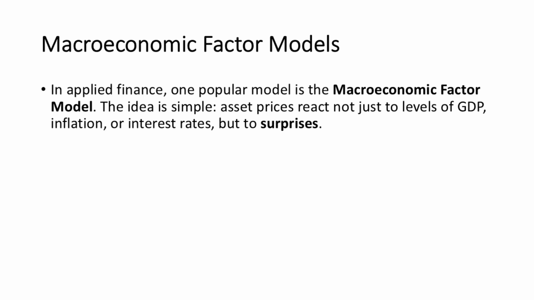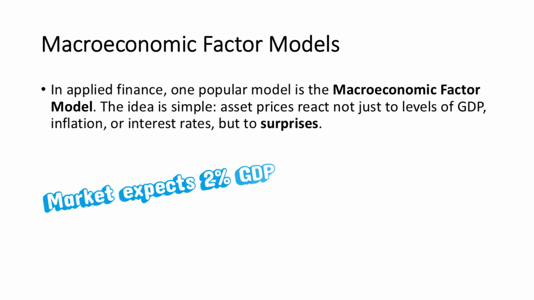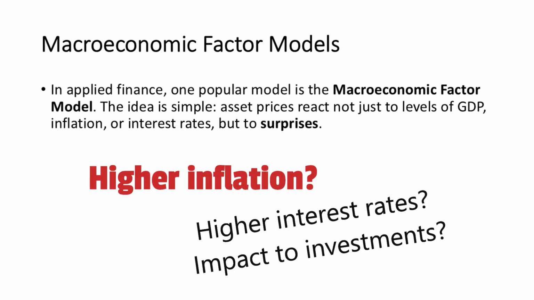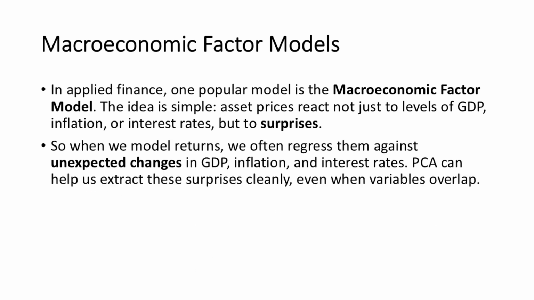In applied finance, one popular model is the macroeconomic factor model. The idea is simple. Asset prices react not just to levels of GDP, inflation, or interest rates, but to surprises. Example, if markets expect 2% GDP growth, but the actual number comes in at 3%, that's a positive surprise. Stocks may rally. If inflation prints higher than expected, bond prices might drop in expectations of higher interest rates. So when we model returns, we often regress them against unexpected changes in GDP, inflation, and interest rates, for example. PCA can help us extract the surprises cleanly, even when variables overlap.